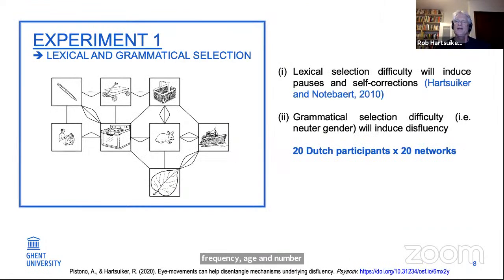We predicted that lexical selection difficulty, as operationalized here by using name agreement, would lead to more pauses and self-corrections as compared to high name agreement. And this will be consistent with our earlier study from 2010. Furthermore, we predicted that grammatical selection difficulty, in effect, less frequent neuter gender as compared to more frequent common gender, would also induce disfluency. And we tested this in 20 Dutch participants using 20 networks, each consisting of 8 objects.